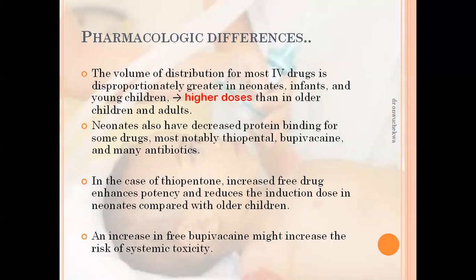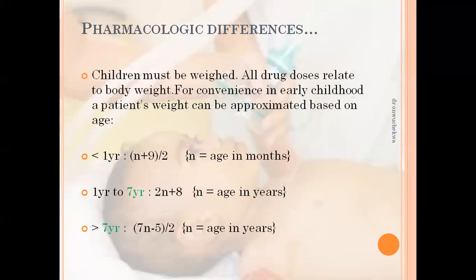In the case of thiopentone, increased free drug enhances potency and reduces the induction dose in the neonates compared with older children. An increase in free bupivacaine might increase the risk of systemic toxicity, and use should be done with care. Children must be weighed. All drug doses relate to body weight. But for convenience, in early childhood, a patient's weight can be approximated based on the age using the following formulas.